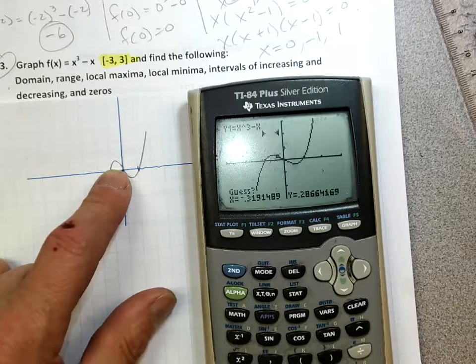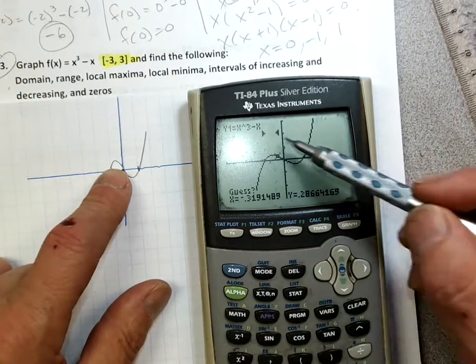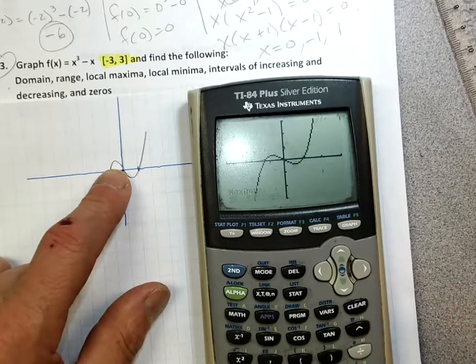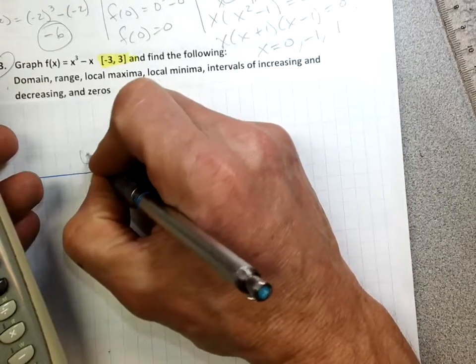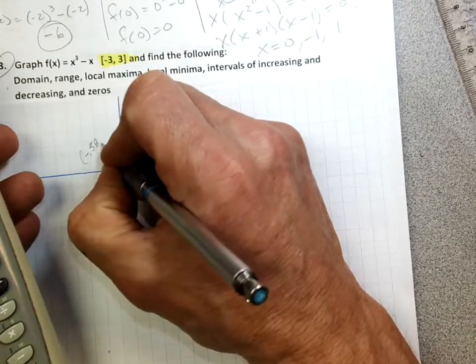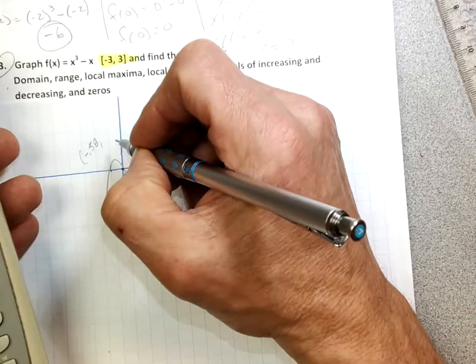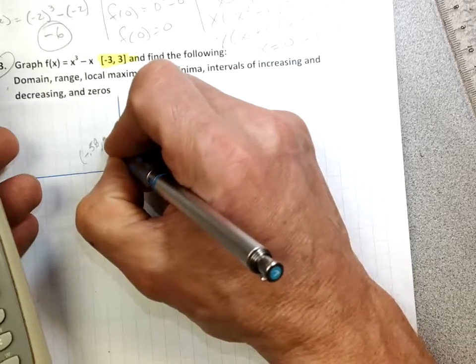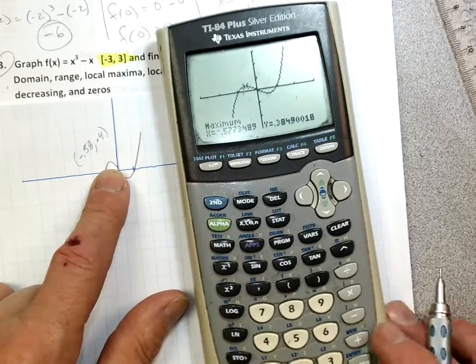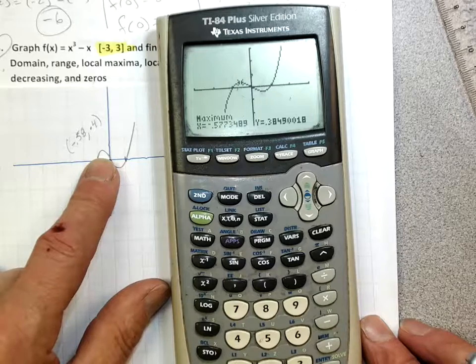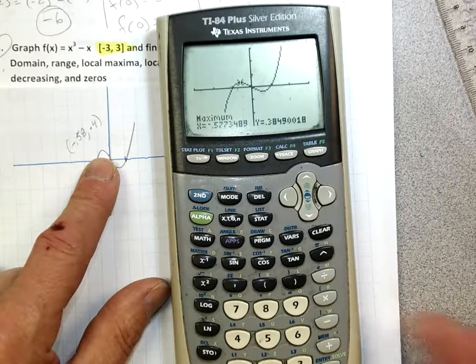So now the calculator knows where to look. It's going to look in between here. So I push enter again, and it tells me that it's at negative 0.58. We'll make it negative 0.58 and about a 0.4 maybe. Okay, that's going to be my maximum. That's that little point right there, okay? How am I doing? Thumbs up? Okay.